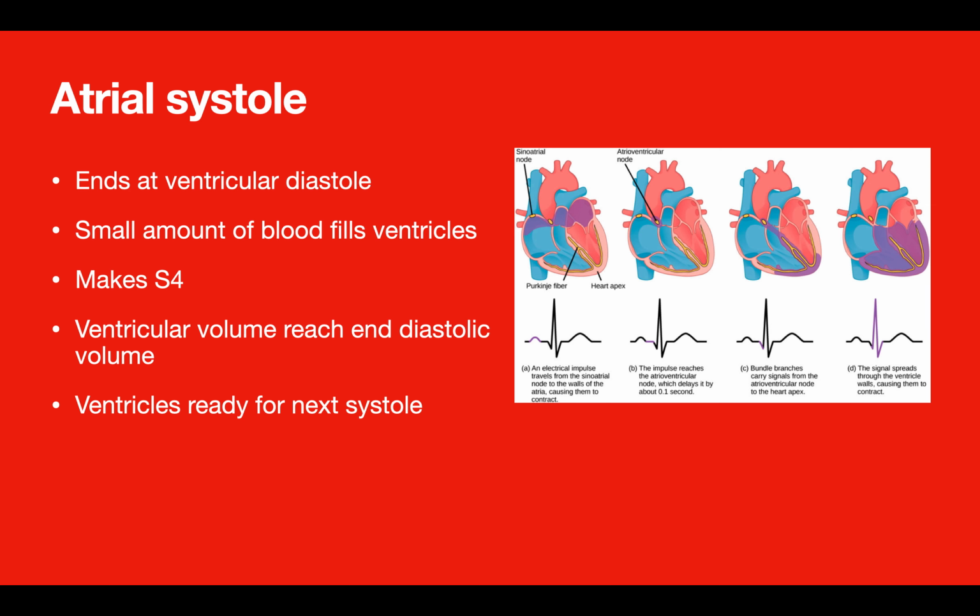So atrial systole is going to be the contraction of the atria. It ends at ventricular diastole, so it's already starting to contract before the filling of the ventricles actually ends. So a small amount of the blood will fill the ventricles, and that can make an S4 sound. And an S4 is always bad because that indicates some kind of heart failure. There's going to be a stiffening of the ventricles. And then the ventricular volume will reach something called the end diastolic volume. Makes sense. It's the end of diastole. The ventricles have reached their max volume.